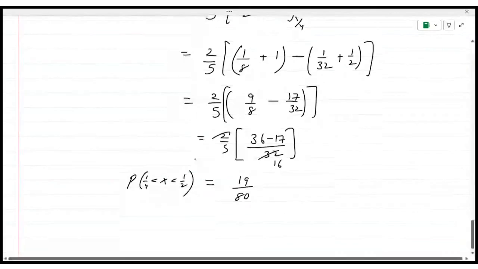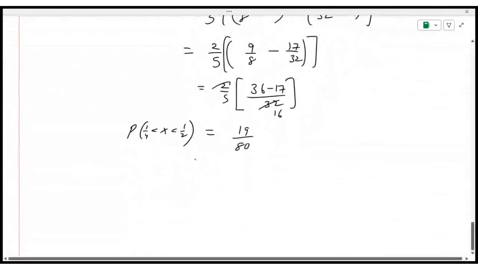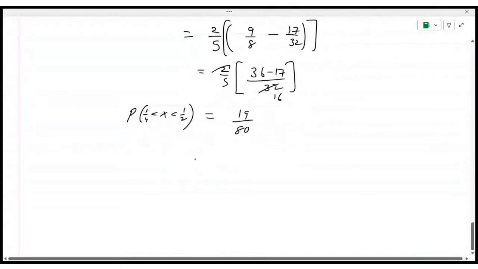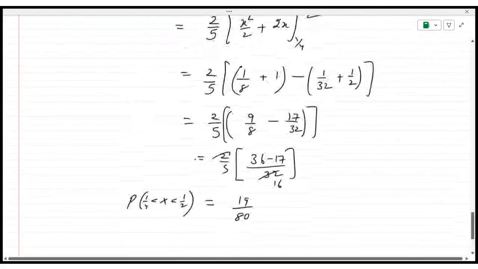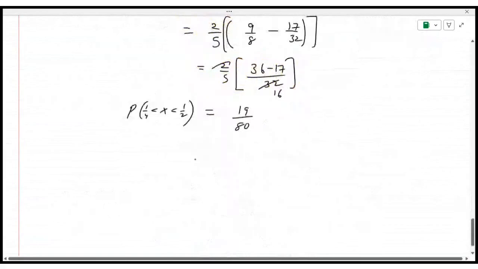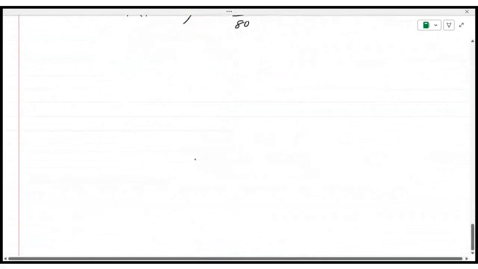Is this question clear to all the students, or is there any doubt? Clear, sir. Okay students, now I will move to the next thing.